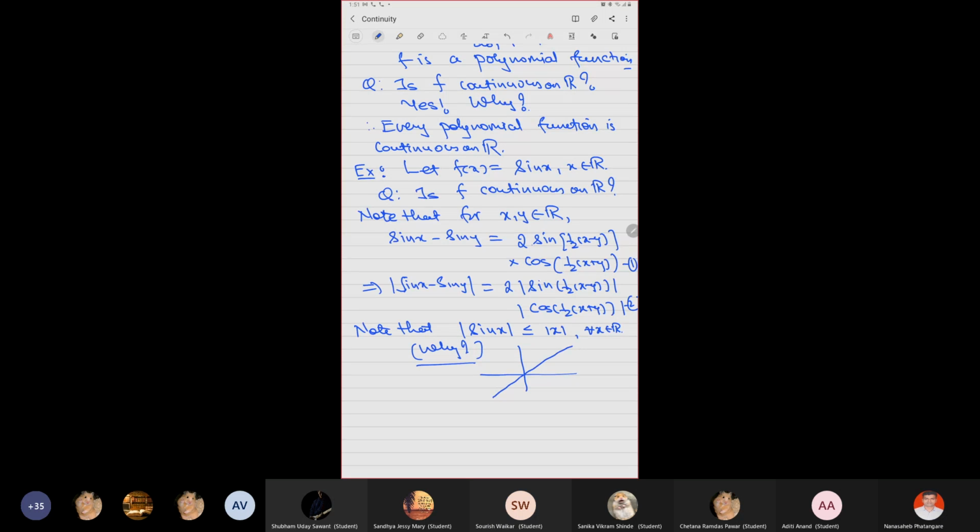f of x, the absolute value of x, means this function, right? This is the absolute value x function. And if you look at the graph of the sine function, how is it? This is the graph of the sine function. And if you take the absolute value of sine x, what is the graph of the absolute value of sine?